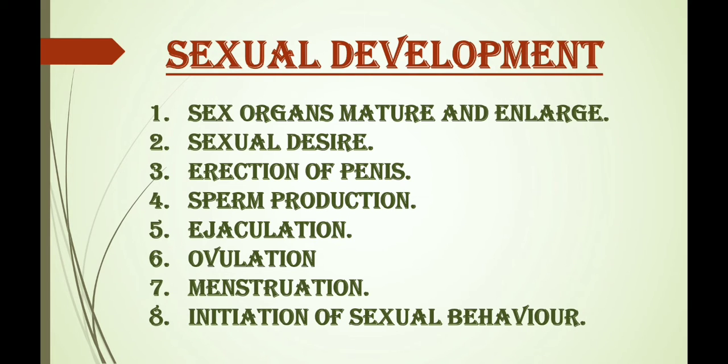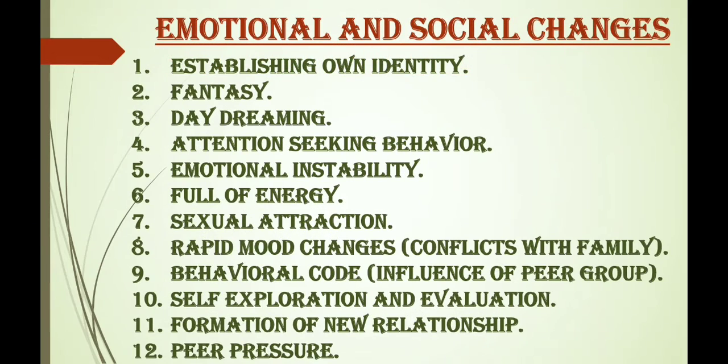Now, third change or next change is emotional and social change. In this, you will find there will be establishment of own identity, fantasy, daydreaming, attention-seeking behavior, emotional instability. They will be full of energy. There will be sexual attraction. There will be rapid mood changes. And these changes will be because of conflicts with family.